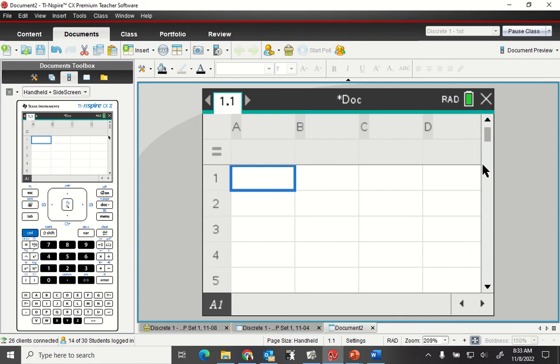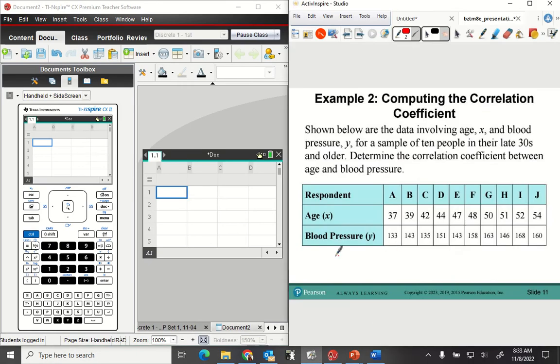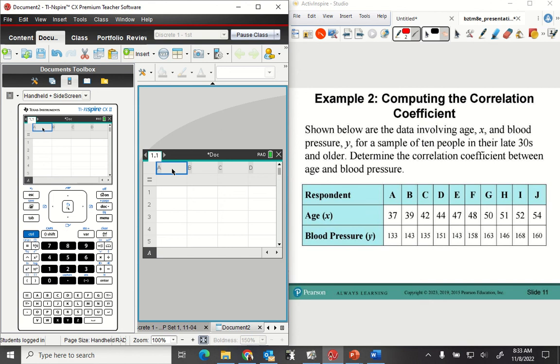Now, my x values. On my graph, my x values were given right here. Age was my x values. Remember, we always have to name them at the very top. So this is age. And this other one, I'm just going to call it blood, because I don't want to write the whole thing out.